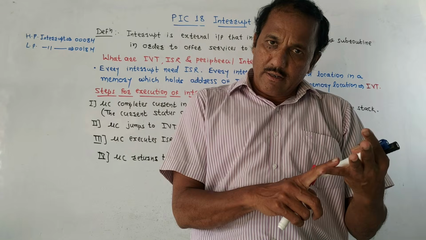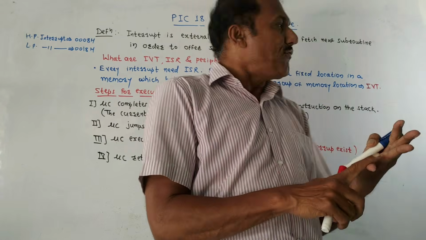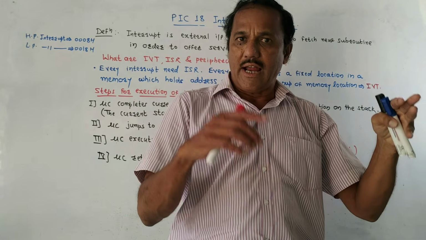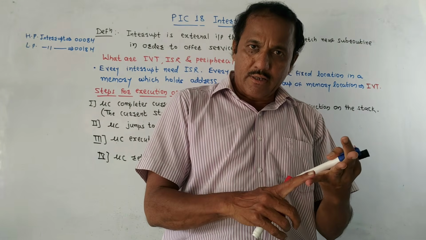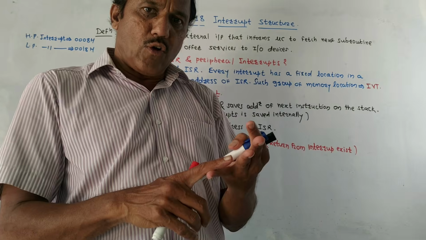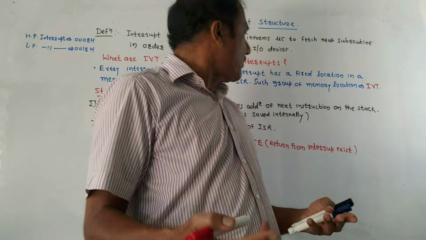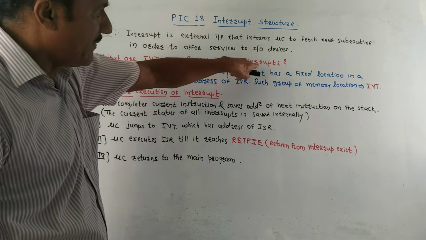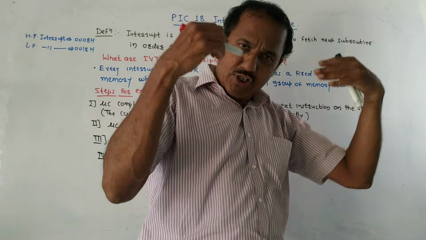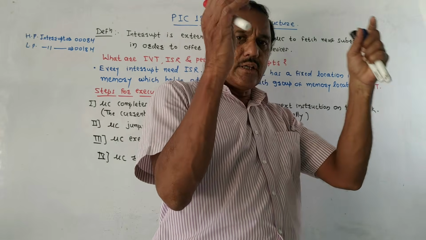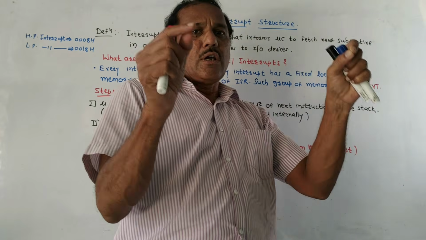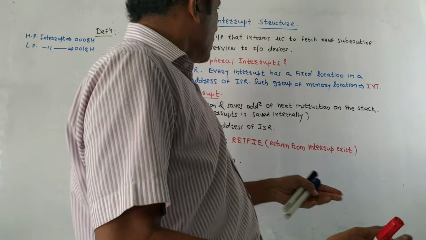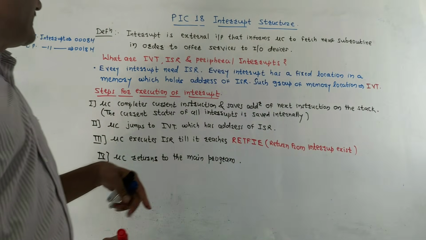Draw the internal diagram of interrupt structure for PIC 18 microcontroller and explain it, or what are the steps of executing an interrupt, or the question can be like this: what are IVT, ISR and peripheral interrupts, or the question may be related to the register which is used to control the interrupt actions. So we'll discuss all the things in detail in this session.